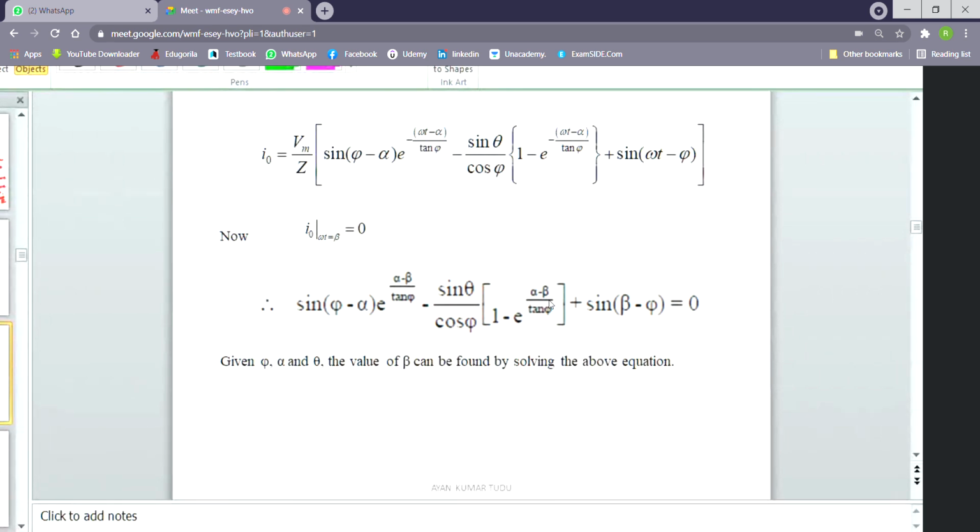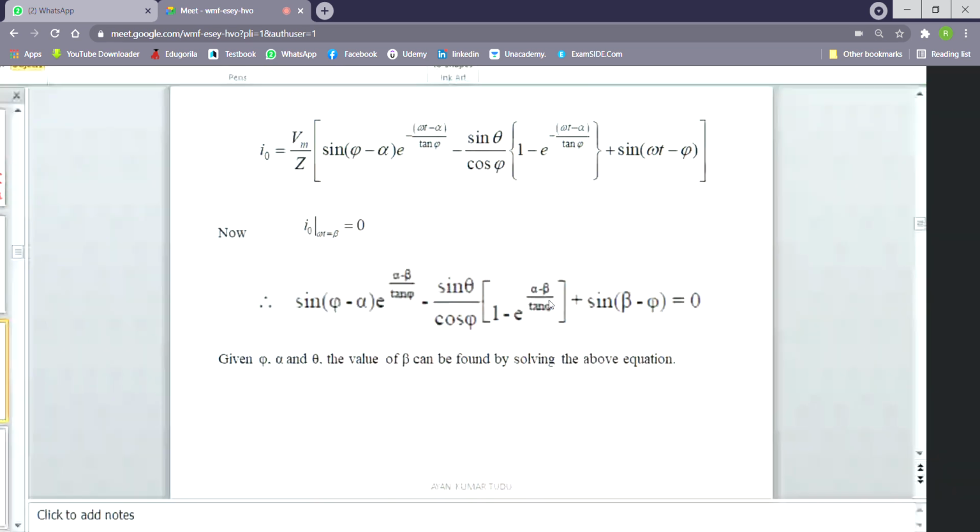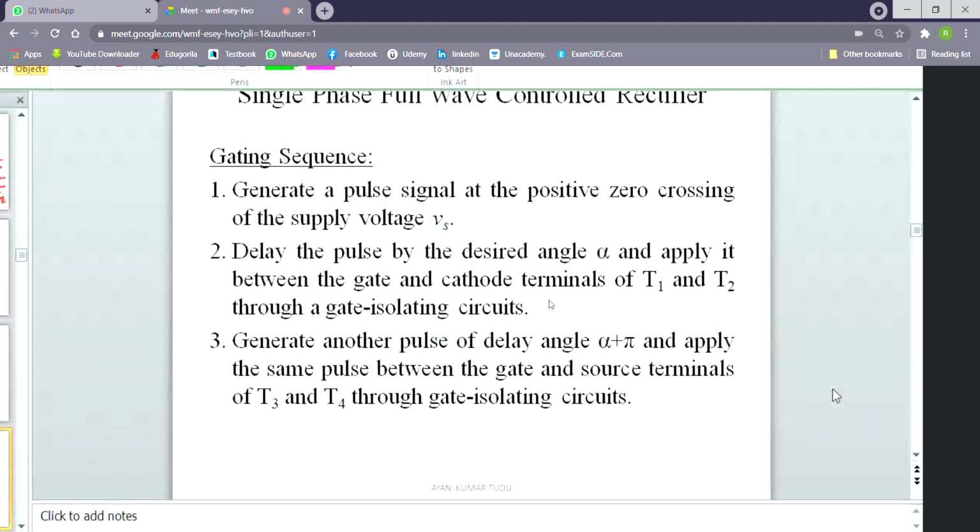Okay, next we will read what the gating sequence is. That gating sequence is very clear: first of all, we have to generate a pulse signal at the positive zero crossing of the supply voltage Vs, and we have to delay the pulse by the desired angle of alpha and apply it to the gate and cathode terminals of thyristors T1 and T2 through a gate isolating circuit. We have to generate another pulse of delay angle alpha plus pi and apply the same pulse between the gate and cathode terminals of T3 and T4 through the gate isolating circuits. And in this way we will be applying for the other cases also.